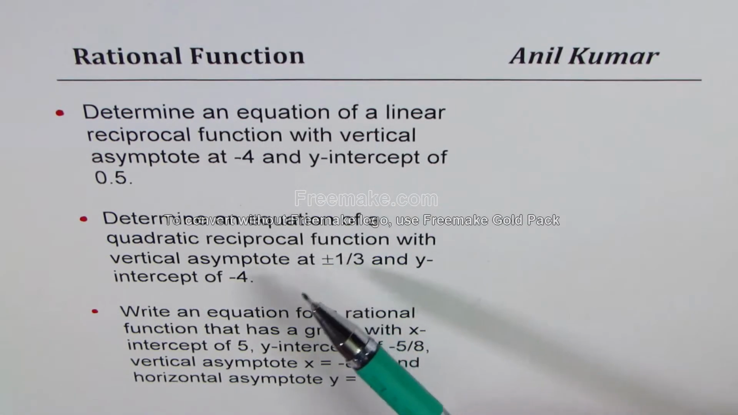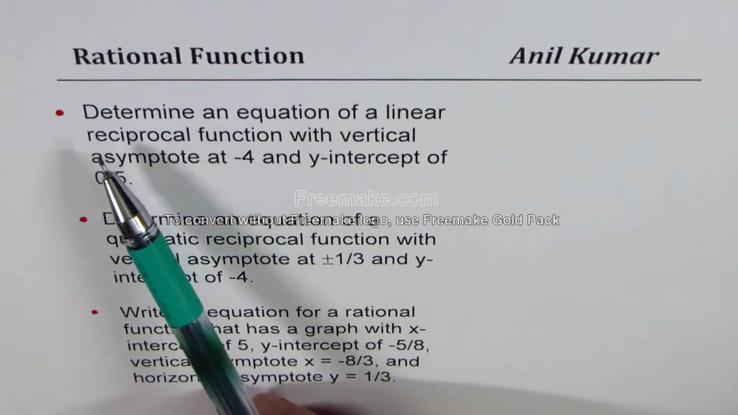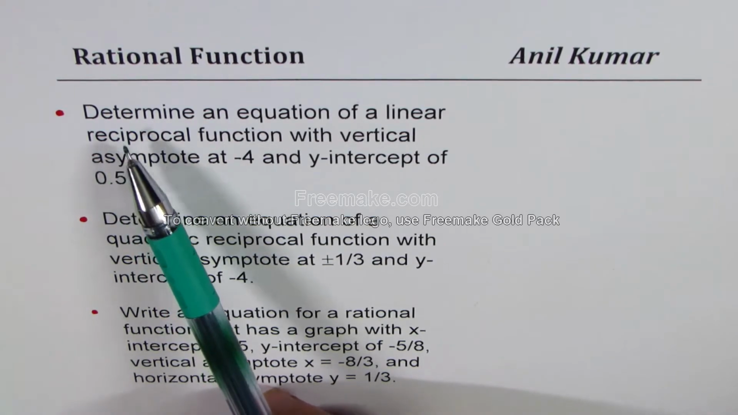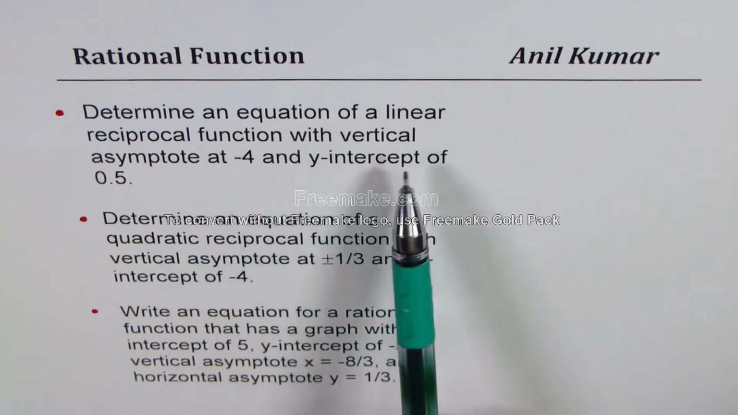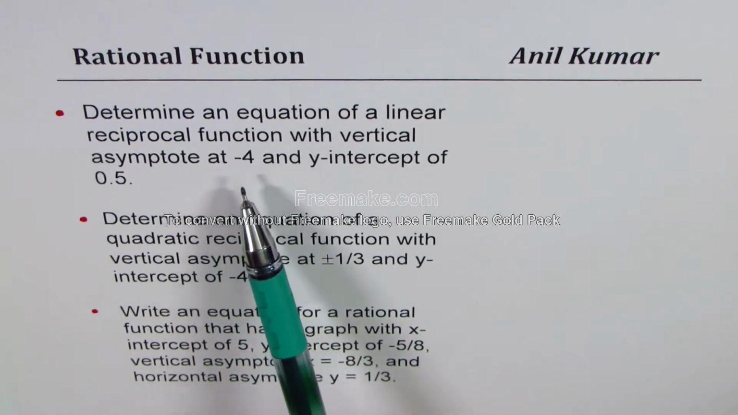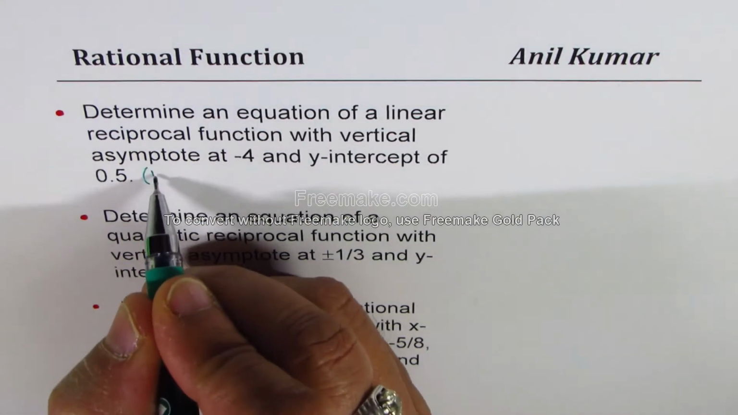First 2 are based on reciprocal functions, and then we have a simple rational function with linear numerator and denominator. So let's begin. The first one here is determine an equation of a linear reciprocal function with vertical asymptote at -4 and y-intercept of 0.5, that is half, right? So you could write this as half.